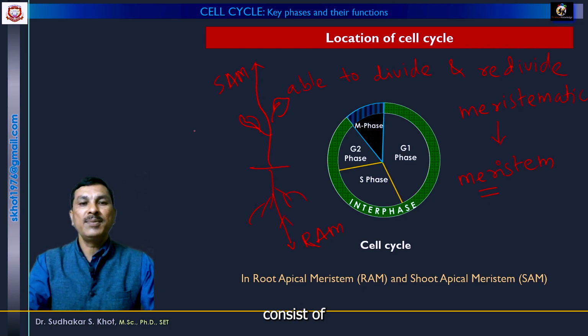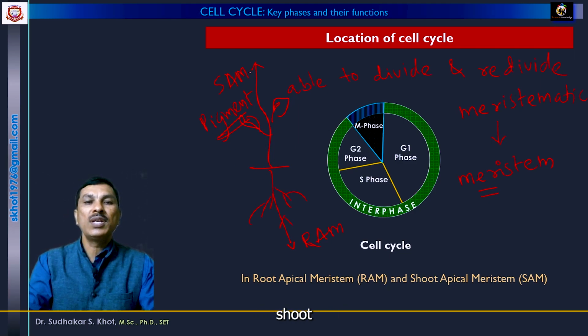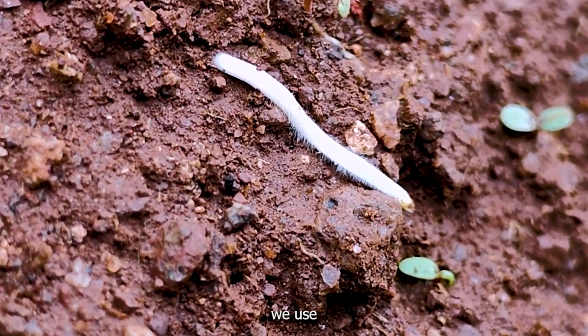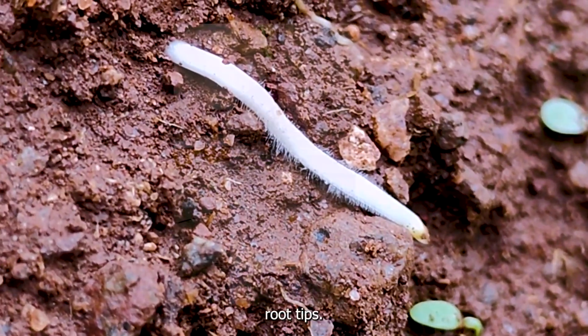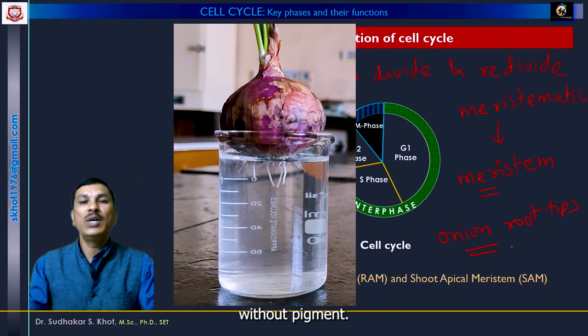But it should consist of the pigments, and so it is comparatively difficult to observe the chromosomal activities in shoot apical meristem. So we use root apical meristem or we use onion root tips. This is the site of cell division and it is without pigments.